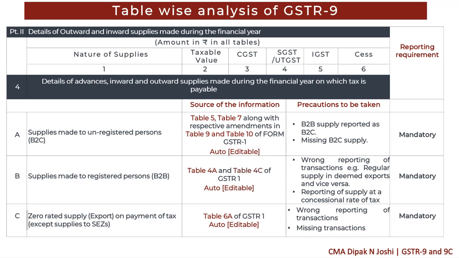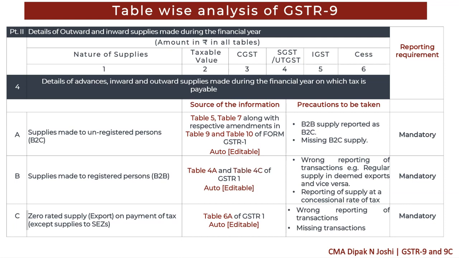Part 2 is again further bifurcated into 2 parts, table 4 and table 5. Table 4 is about details of advances, inward and outward supplies made during the financial year on which tax is payable. So table 4 is only in respect of those items on which tax is payable, and table 5 is in respect of those items on which tax is not payable.